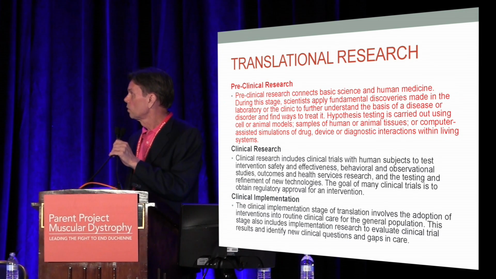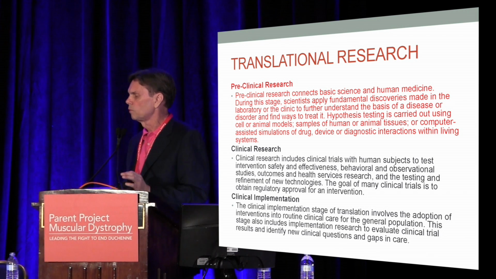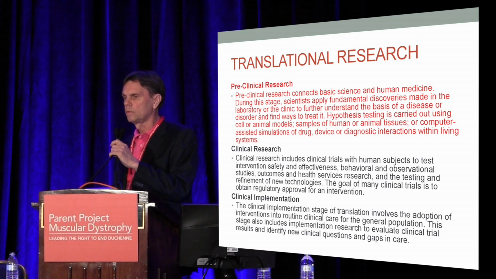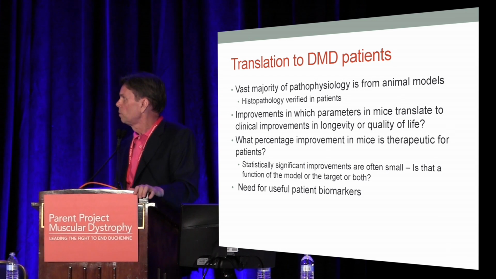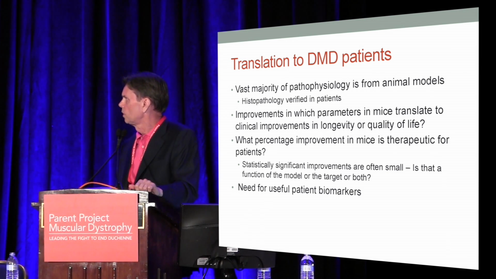So translational research, as you know, really starts with the preclinical research, and that can be in the form of cells and animals, whatever models we've got to inform us of how to move on to do the clinical research, to give these therapeutics the best chance to succeed once we get into humans, and hopefully then move on to clinical implementation.